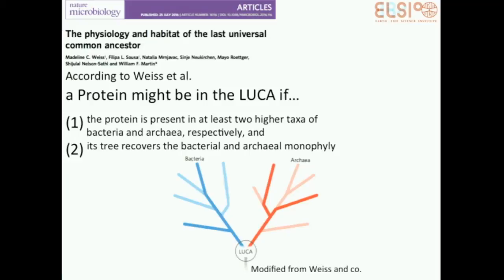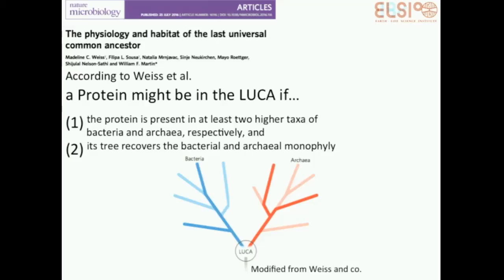And if you found a protein that looked like this, according to these criteria, you would conclude, okay, this is a good candidate for something that was present in the last universal common ancestor, or as I like to call it, just the last common ancestor of bacteria and archaea.